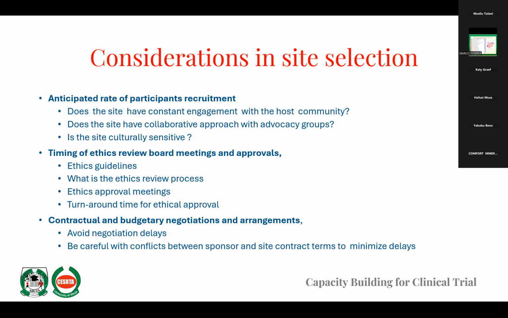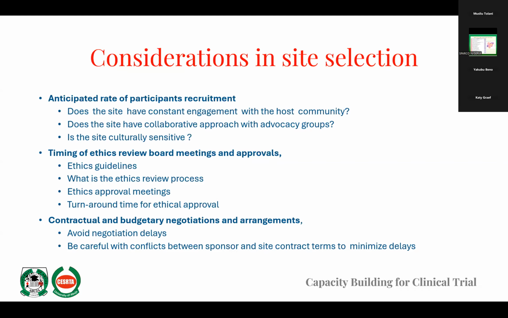And again, this really helps to drive the studies to completion within a stipulated time. Then you consider the timing of ethics review board meetings and approvals. Again, the site PI, or the site particularly, should be familiar with ethical guidelines, where and how to submit your applications. They should be familiar with the review process of an ethics committee, so that if the ethics committee meets maybe twice in a month or once in 2 months, you would not have your study delayed in the course of approval.